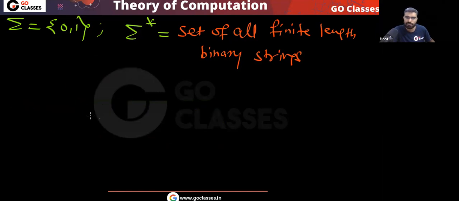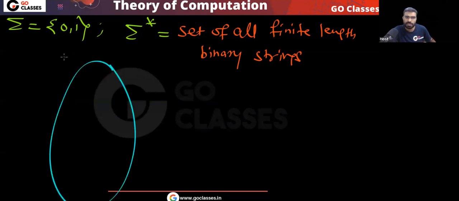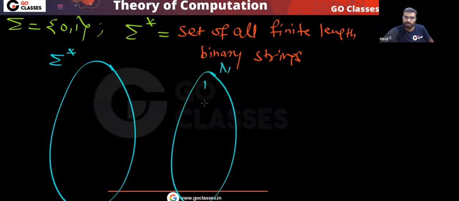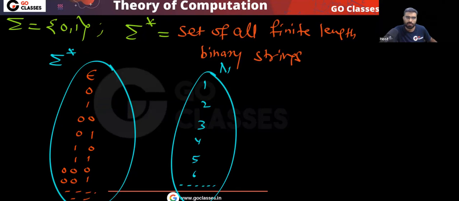Now tell me, how will you create a bijection with the set of natural numbers? Any idea? Give me a bijection between sigma star and the set of natural numbers. These are the set of natural numbers, and this is your sigma star. Any idea? Anyone?